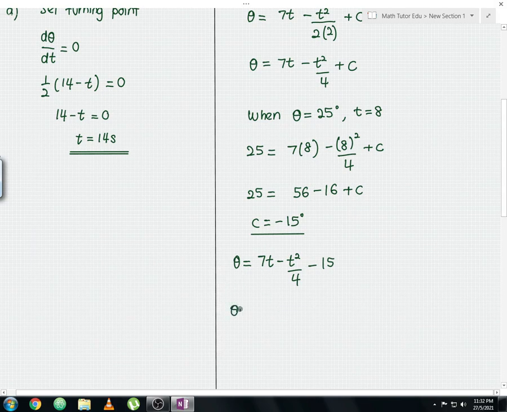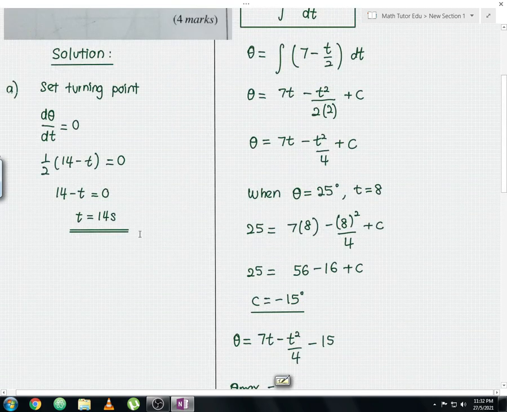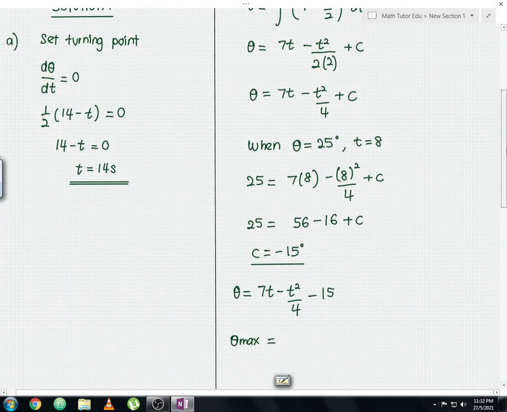So from here, to find the theta max, remember that in order for your temperature to be maximum, your time will be equals to 14 seconds by setting our turning point, guys. Because in the question part A we set our d theta over dt is equal to 0, and from here we get our time is equals to 14. So now what we're going to do is use this time equals to 14 seconds and substitute into the equation here in order for us to find the maximum temperature.